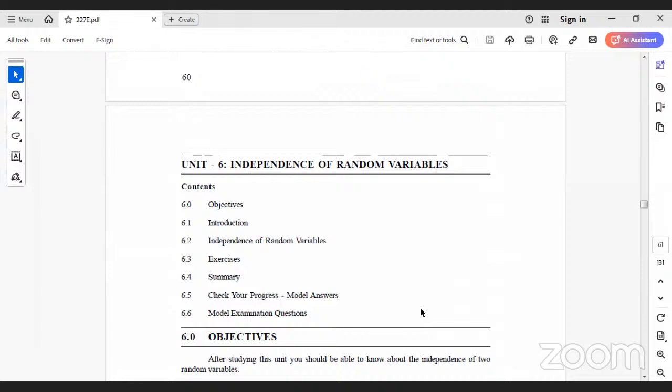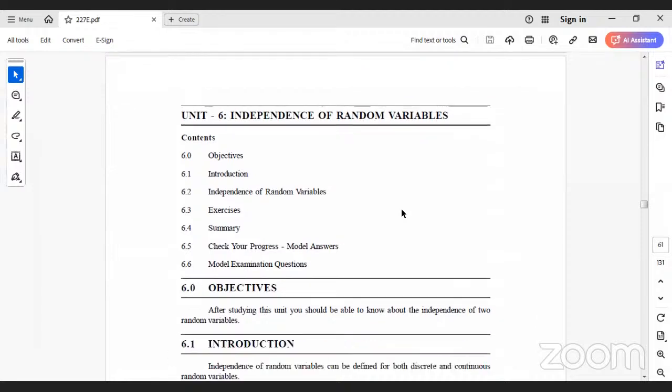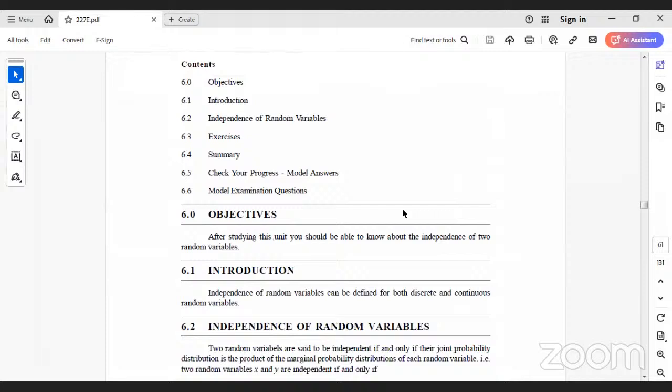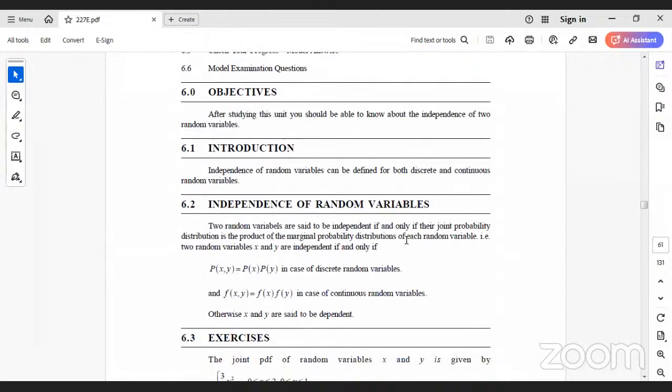Then independence of random variables we are taking here. How can we introduce the same here? We can learn here. Independence of random variables applies to both discrete and continuous random variables. Therefore, P(x, y) is equal to P(x) into P(y) in the case of discrete random variables.